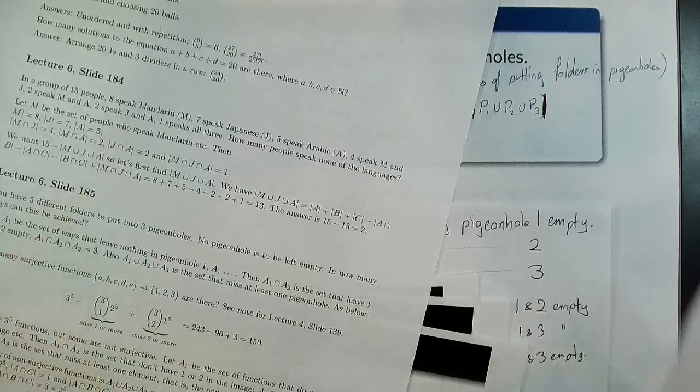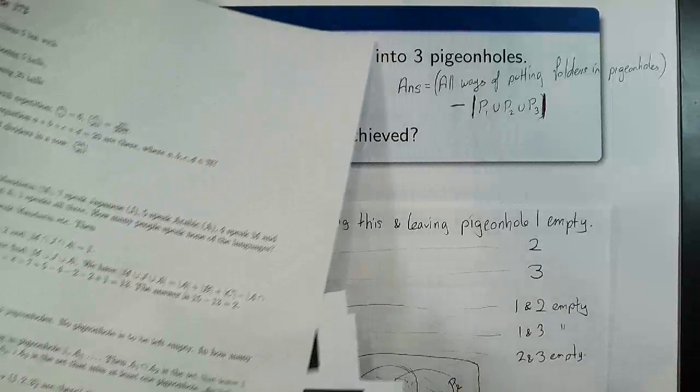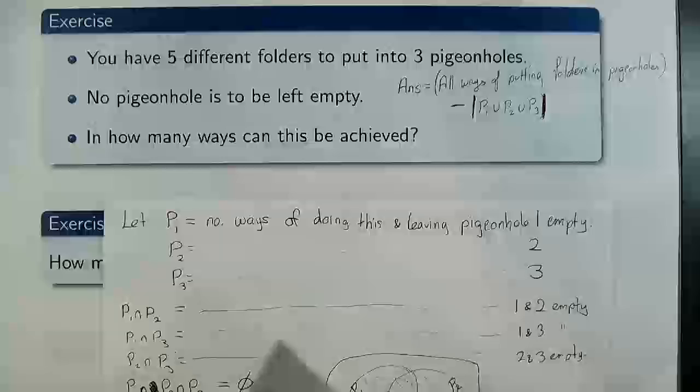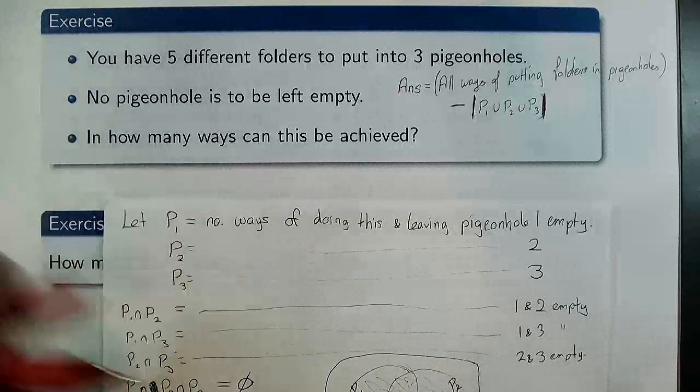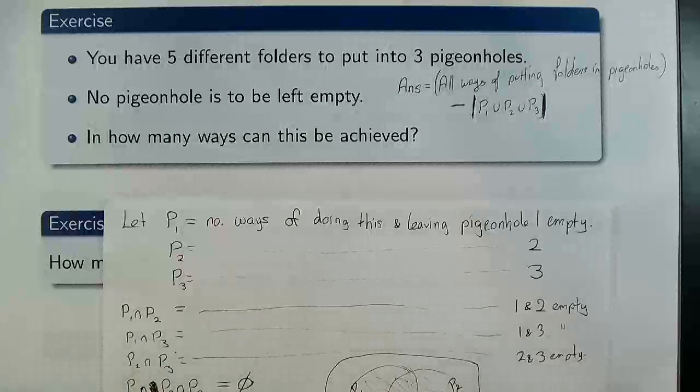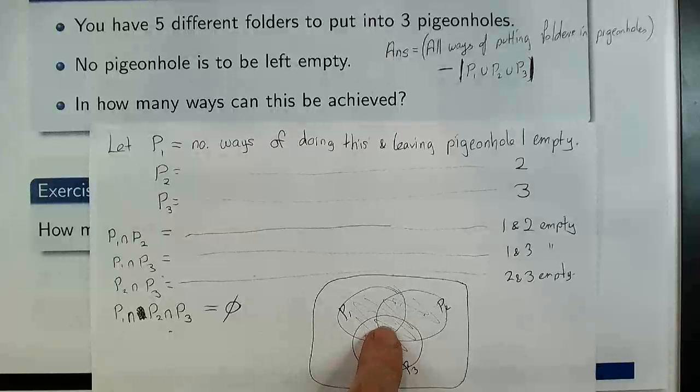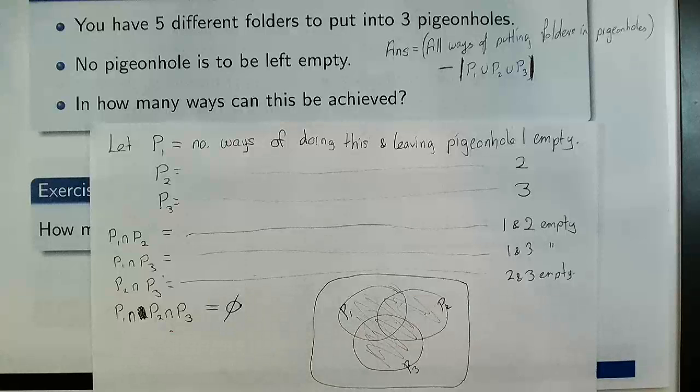So is it only the intersections, but not the middle intersection, or am I thinking about it? All right. The thing is, there's nothing. We would subtract that off if there was something in there, but the number of ways of leaving all 3 pigeonholes empty is none. You just can't do it.